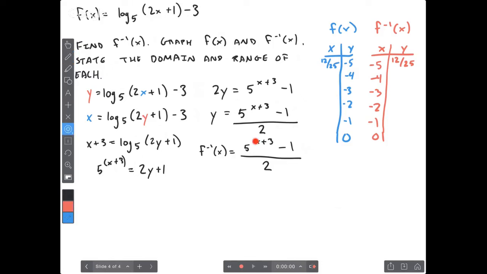-4 plugged in for x. -4 plus 3 is -1. 5 to the -1 is 1/5. 1/5 minus 1 is 4/5. 4/5 divided by 2 is 2/5. Over here, -3. -3 plus 3 is 0. 5 to the 0 is 1. 1 minus 1 is 0. 0 over 2 is 0.